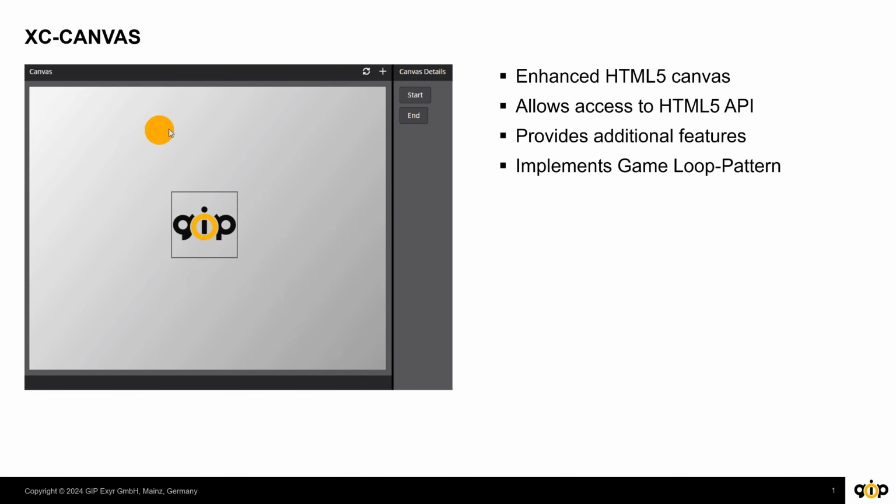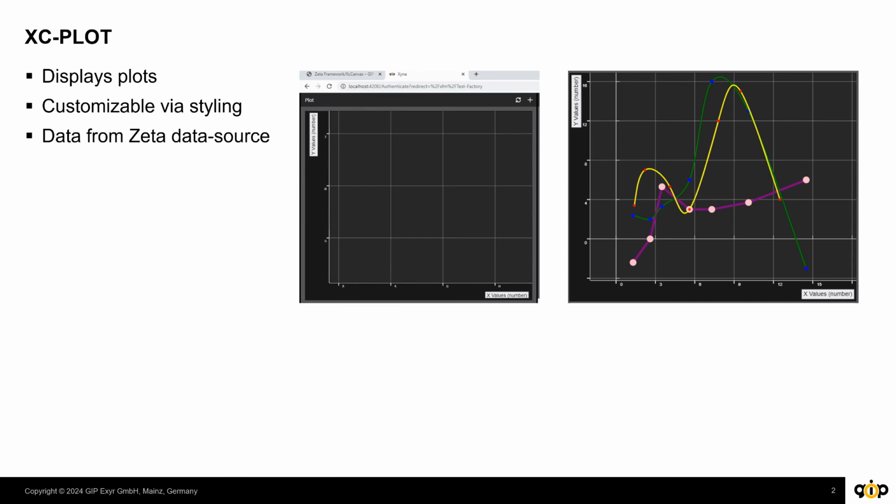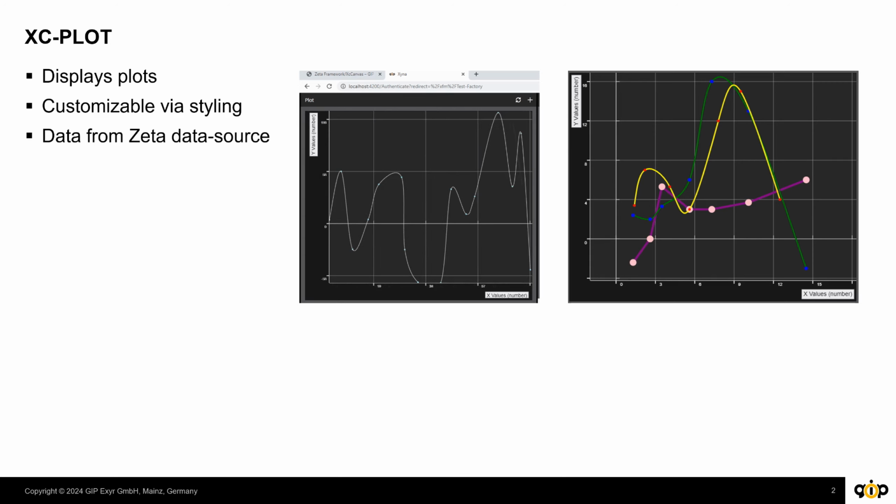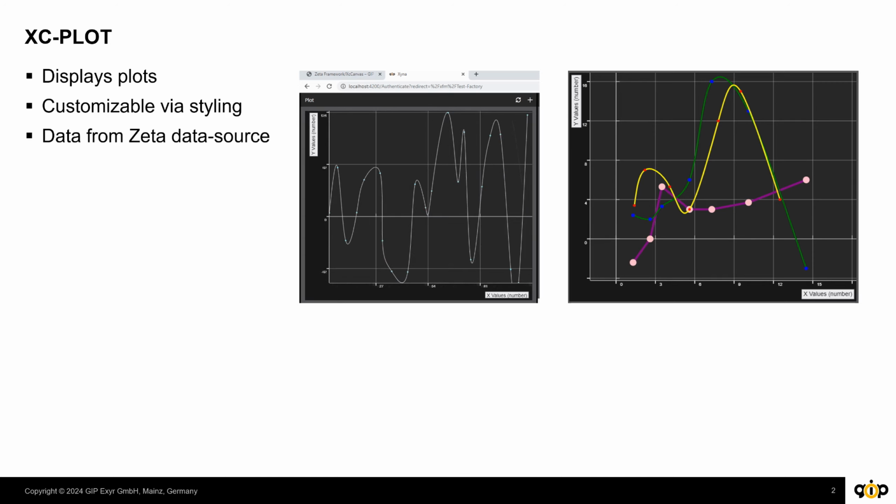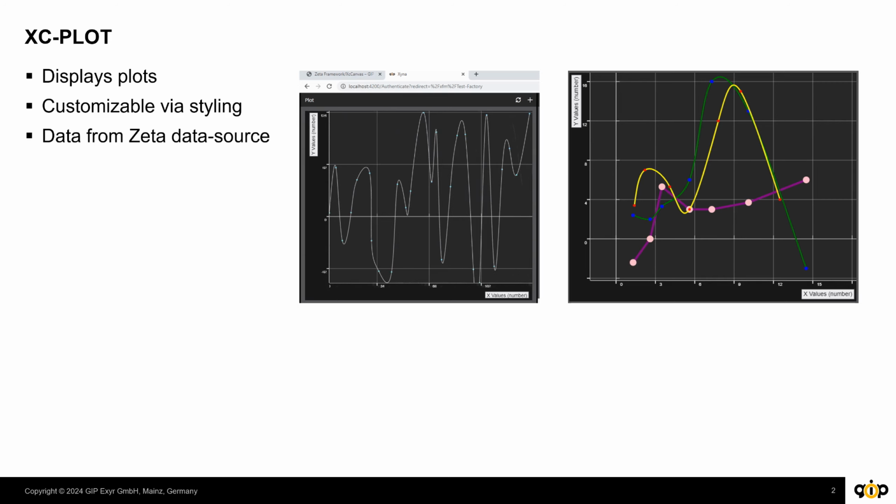An XCCanvas is the Zeta version of an HTML5 canvas and provides additional functionality. It works by the principles of the game loop pattern. The XCPlot component can be used for displaying plots. It comes with versatile functionality and the appearance can be adjusted with custom styling.